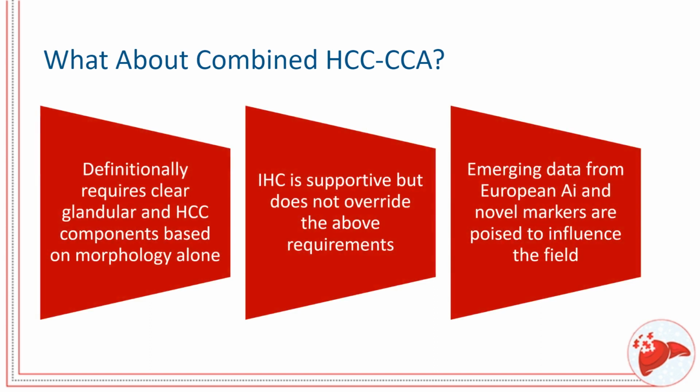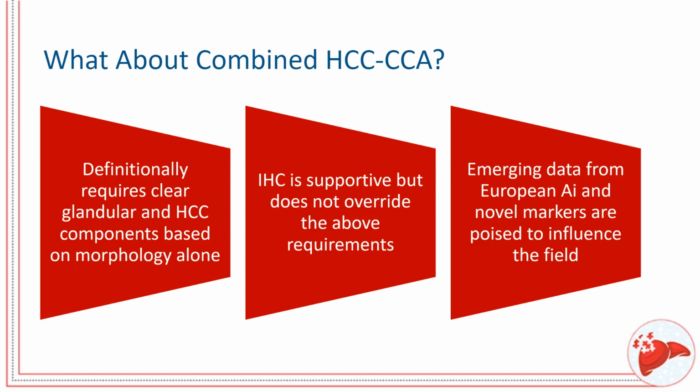So what about combined HCC and cholangiocarcinoma? This definition requires clear glandular and HCC components based on the morphology alone. So you need to clearly be able to identify those two components. And then the immunohistochemistry is supportive, but doesn't override the above requirements. There's some imaging data from Europe on artificial intelligence and novel markers that are poised to influence the field. They're outside the scope of what we're going to discuss today for routine practice.